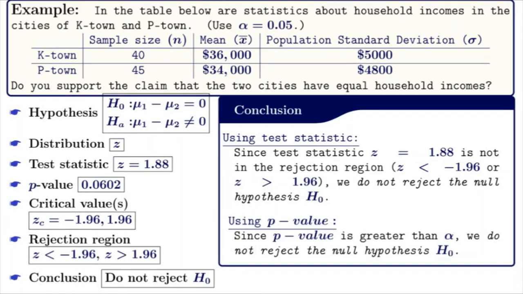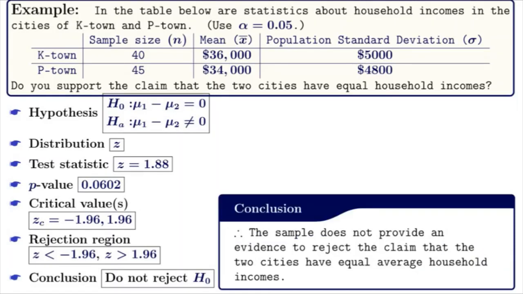Using the p-value also, we can derive the same conclusion. Here the p-value is 0.0602 and alpha is 0.05. The p-value is greater than alpha. We do not reject our null hypothesis. And finally, this particular sample does not provide evidence to reject the claim that the two cities have equal average household incomes.